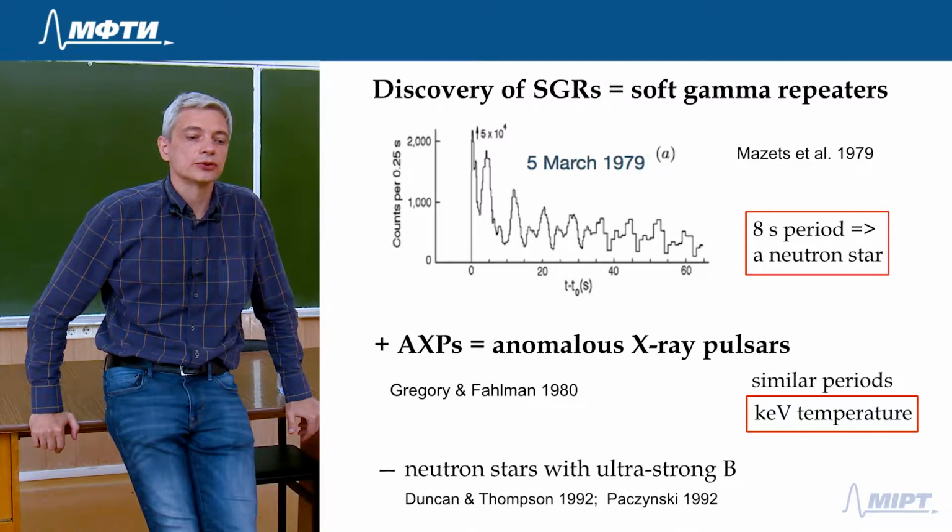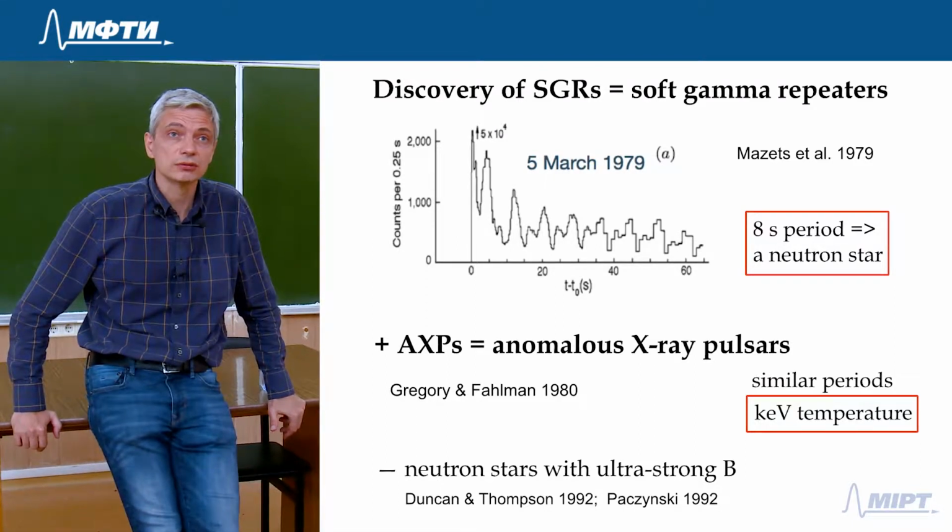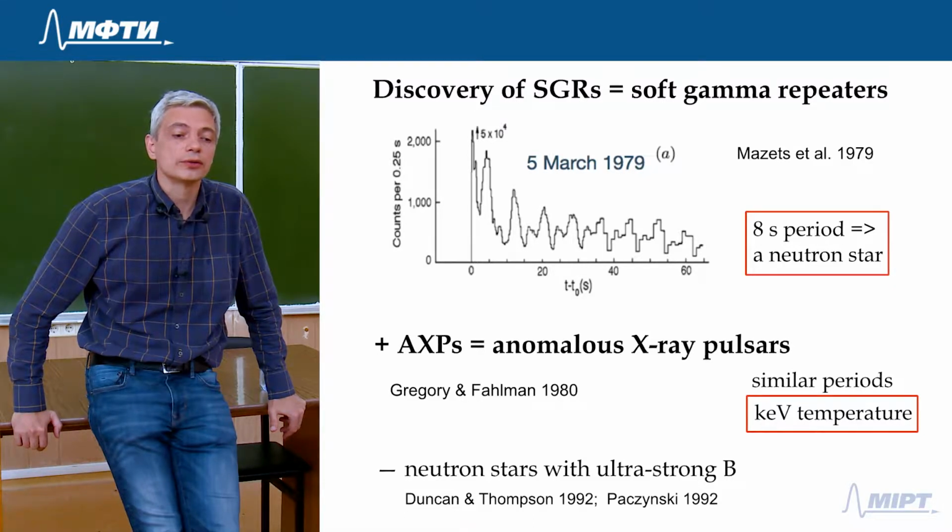The first initial peak, its luminosity goes up to 10 to the 44, 10 to the 45 ergs per second. Okay, so it's like an AGN, the galactic nucleus. Then we saw two more.